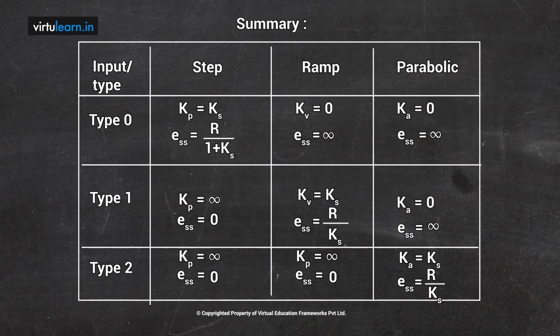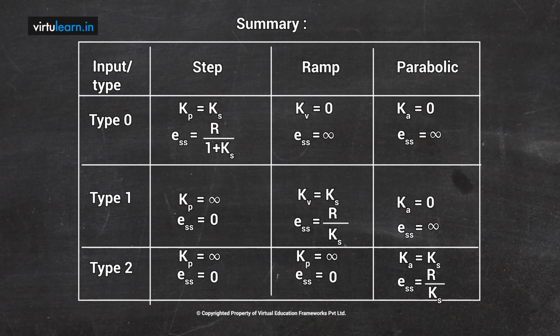But when you apply ramp input to a type 1 system, yes, there exists a finite error constant Kv. Kv is equal to Ks and its corresponding error is Ess equal to R by Ks. Now the same ramp input I am applying to the type 2 system. When you apply it to a type 2 system, Kv is infinity and error is 0. So in this column I am taking only one error constant, that is Kv, because we are applying ramp input.